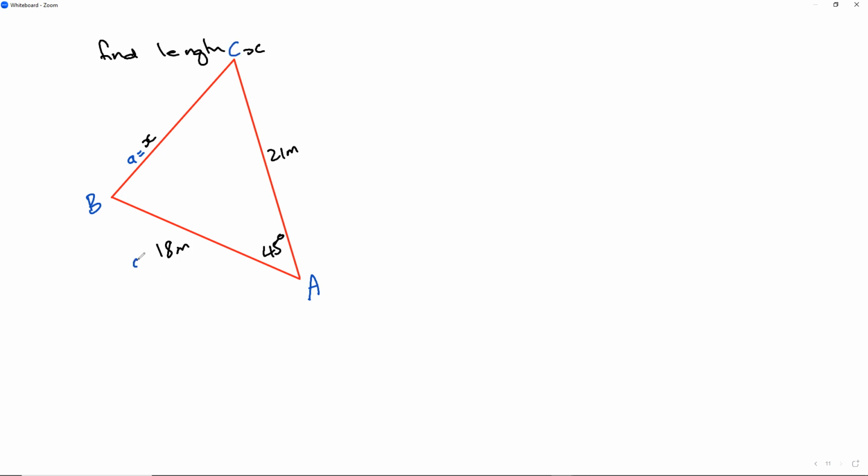I'm going to call it C, which means that becomes C and that becomes B. And because I want to find A, I'm going to use the formula A squared equals B squared plus C squared minus 2BC cos angle A. And now it's all about substituting very carefully in, not much other than that.